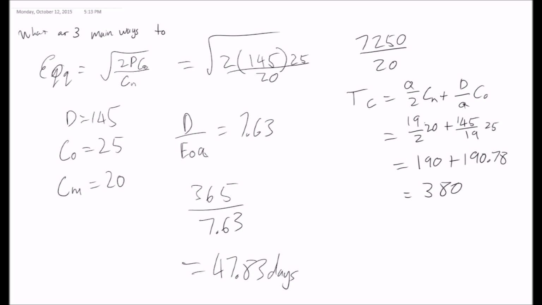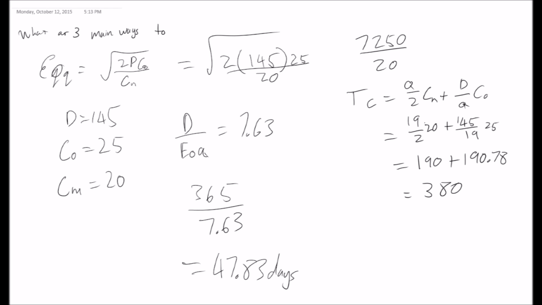And what's the annual inventory cost? So this is the formula. This is our economic order quantity, so we've got 19 divided by 2, multiplied by the holding cost, which was 20, plus the demand, which was 145, divided by the quantity, which was 19, multiplied by the cost of ordering. Now the thing you've got to remember is, this is your cost of holding, and the other part is your cost of ordering.